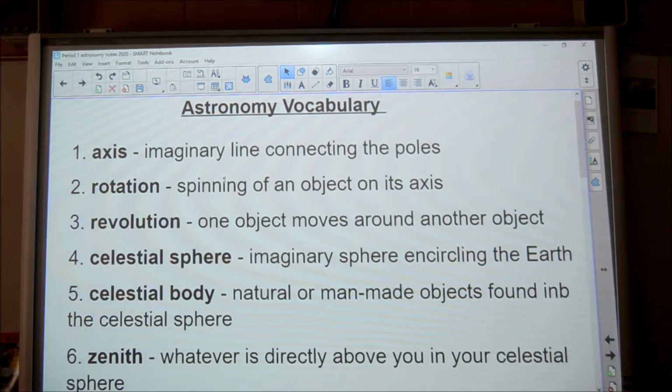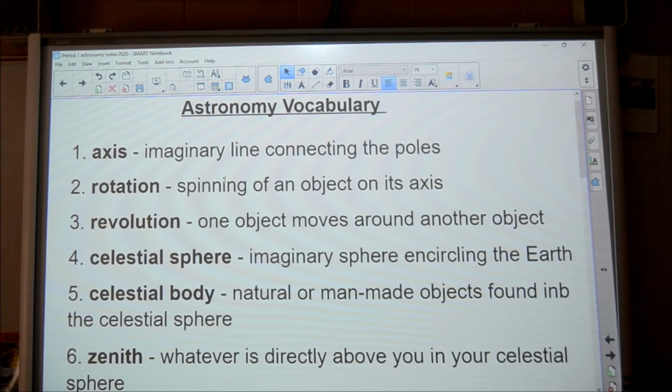Celestial sphere is my imaginary sphere that encircles the Earth. Anything that you find in your celestial sphere is a celestial body. Be it a moon, be it a sun, be it a planet, be it a star, or be it a man-made satellite. They're all celestial bodies.